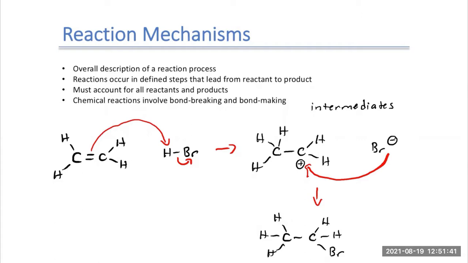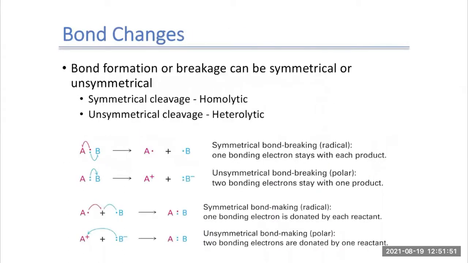And so there's a lot of detail within our reaction mechanism, with those arrows that I draw, very specific arrows for very specific reasons. What it's doing is showing the bond change. We can have two types of bond changes. We can either make bonds or break bonds. And when we do that, they can either be symmetrical or unsymmetrical. Symmetrical cleavages are called homolytic cleavages. Unsymmetrical are called heterolytic.